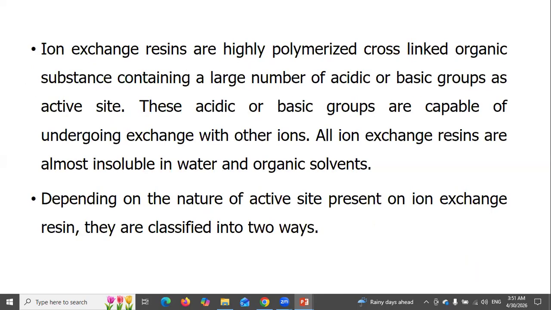Ion exchange resins are highly polymerized cross-linked organic substances containing a large number of acidic or basic groups as active sites. These acidic or basic groups are capable of undergoing exchange with other ions. All ion exchange resins are almost insoluble in water and organic solvents. Depending on the nature of active site present on ion exchange resin, they are classified into two ways.